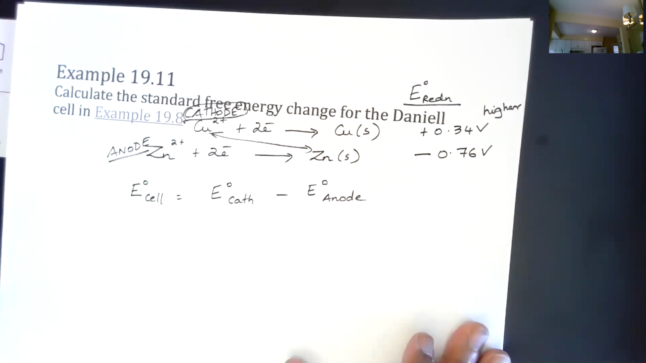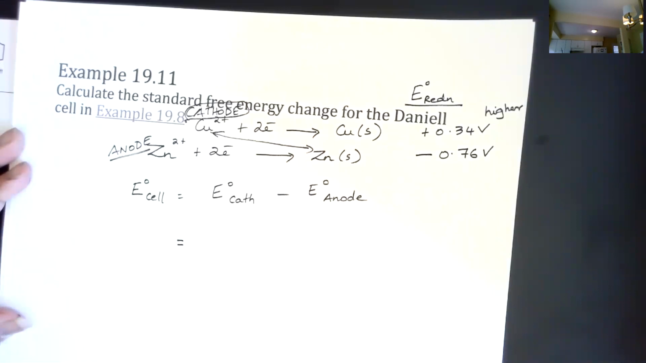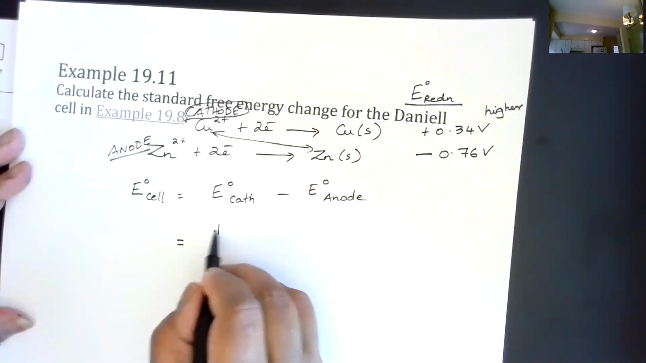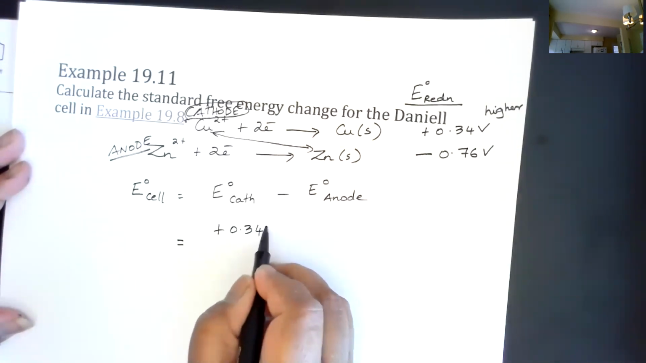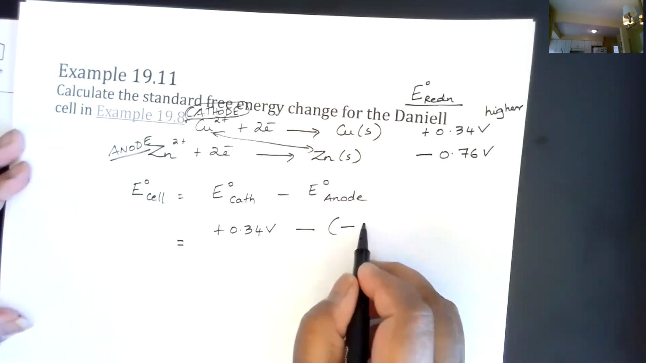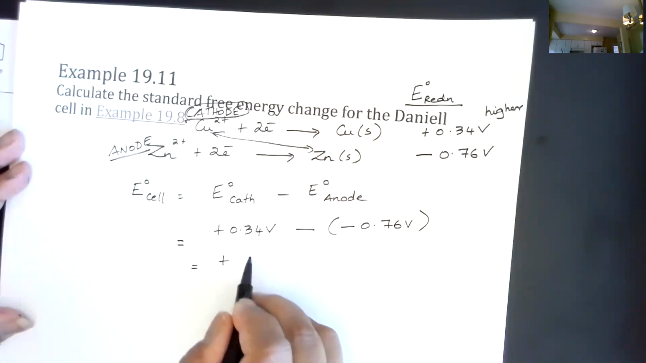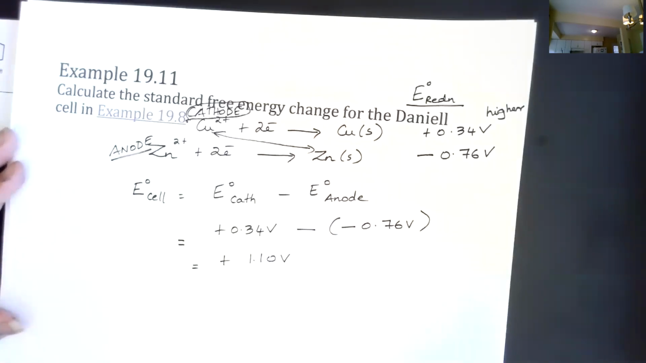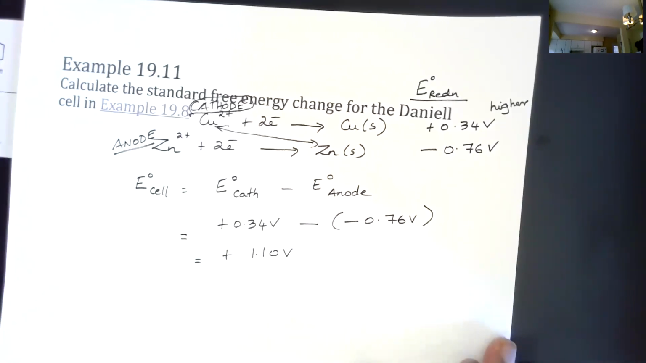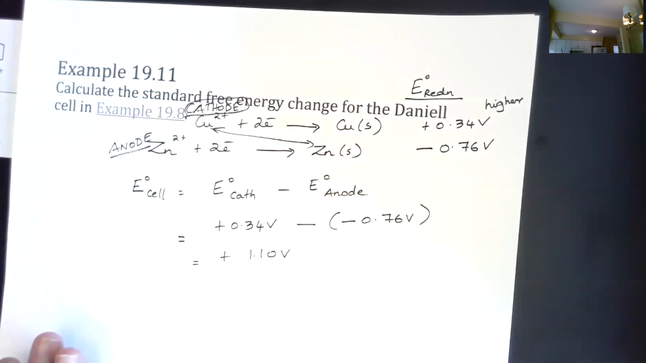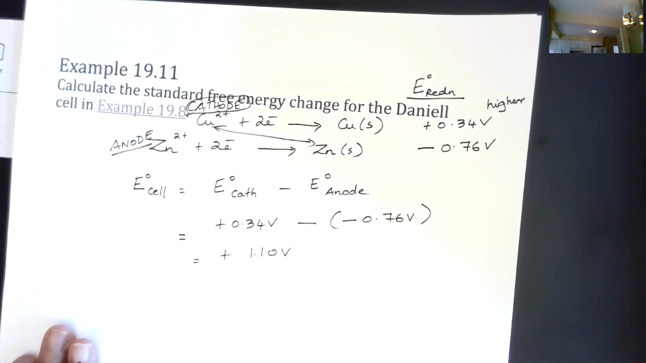Okay. Cathode is plus 0.34 minus of minus 0.76 volts, plus 1.10 volts. Okay, so that's the first part. Calculate the E0 cell.